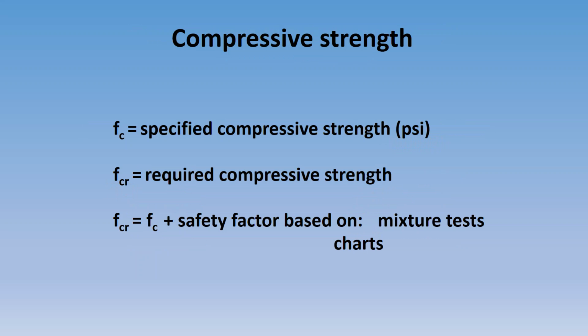F sub CR, the required compressive strength, is basically your specified compressive strength plus some sort of safety factor. And that safety factor is based on either prior tests done on a recipe, so you know exactly what this recipe will achieve, or it's done on charts. Charts are a lot more generous. They build in a higher safety factor because you don't have experience with this recipe. You don't know what this concrete is going to achieve.